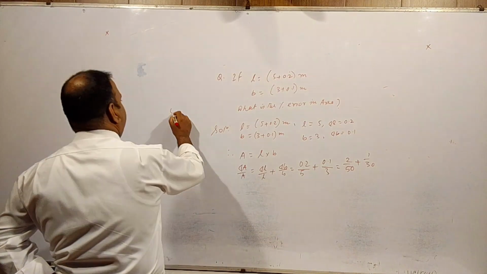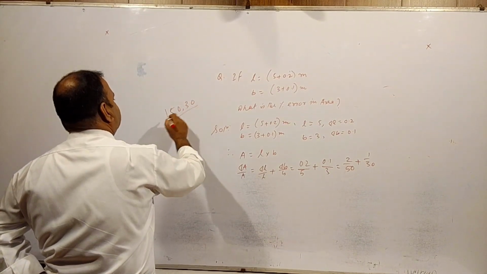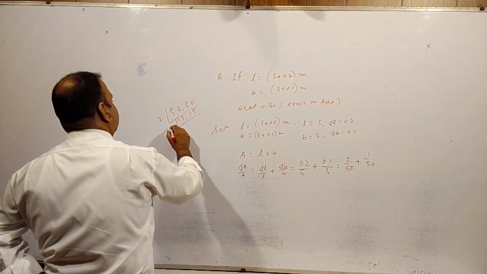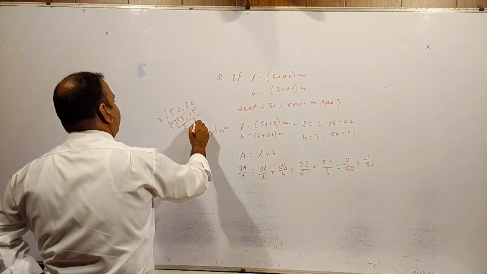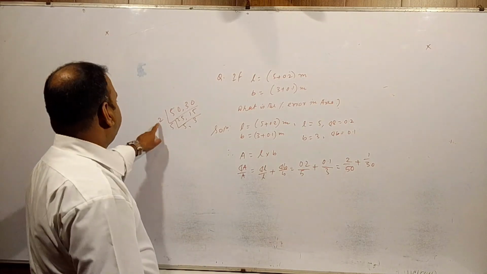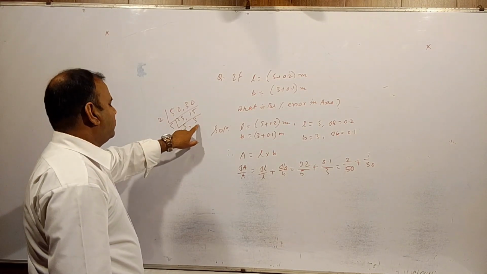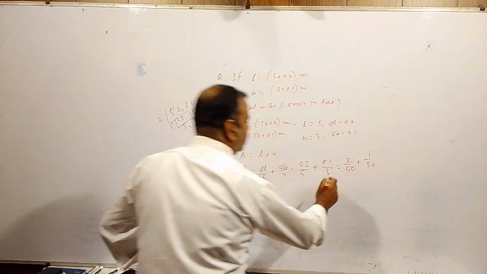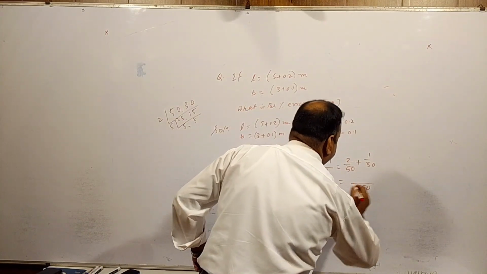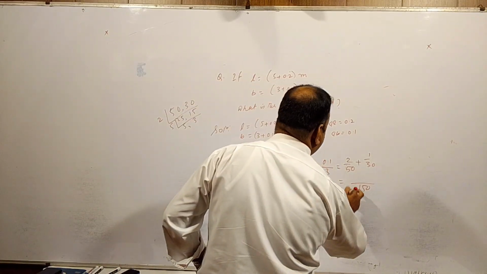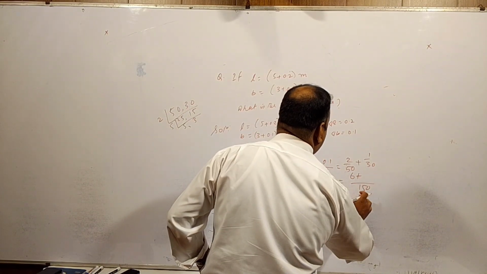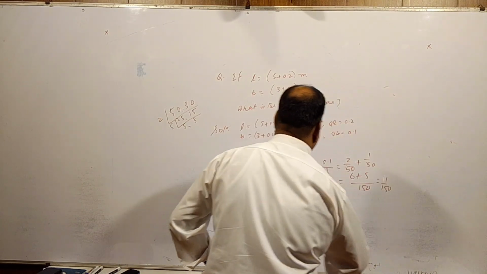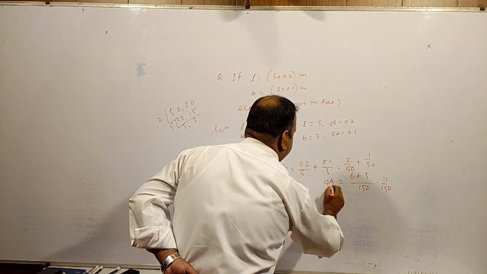For 50 and 30 take the LCM: 2, 25; 2, 15; and 5, 5; 5, 3. So 2 times 5 is 10, 10 into 3 is 30, and 30 into 5 is 150. So the LCM will be 150. So 3 plus 5, it will be 11 by 150. This is the value of delta A by A.